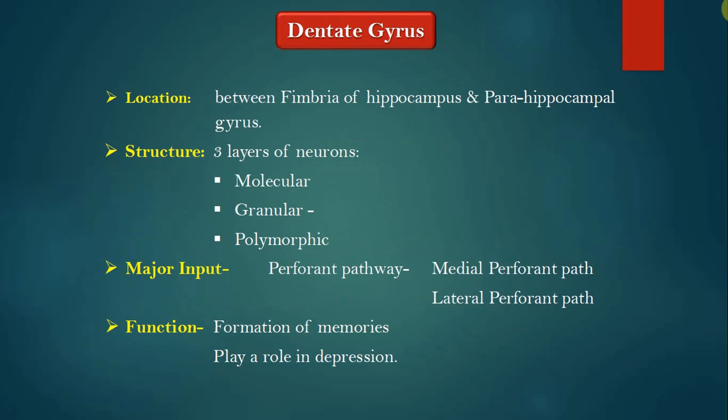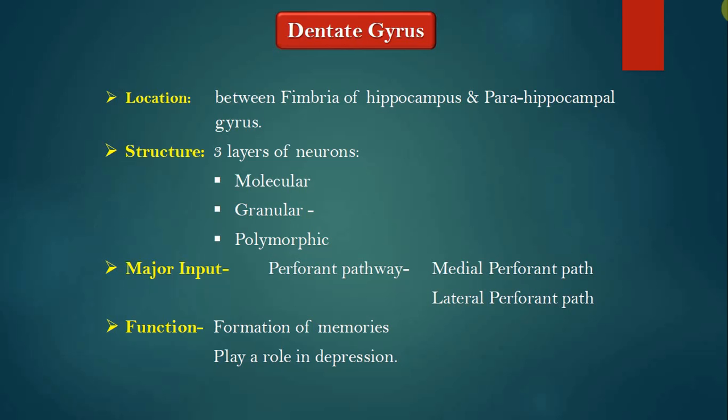Now coming to a part called the dentate gyrus. It is located within the fimbriae of the hippocampus and parahippocampal gyrus. Its structure has three layers: the molecular layer, the granular layer, and the polymorphic layer. The granular layer is the most prominent part and contains excitatory granule cells. Major input is from the perforant pathway, from layers 2 and 3 of the entorhinal cortex. The perforant pathway can be divided into the medial perforant pathway and the lateral perforant pathway. It was in this pathway that long-term potentiation was first discovered.